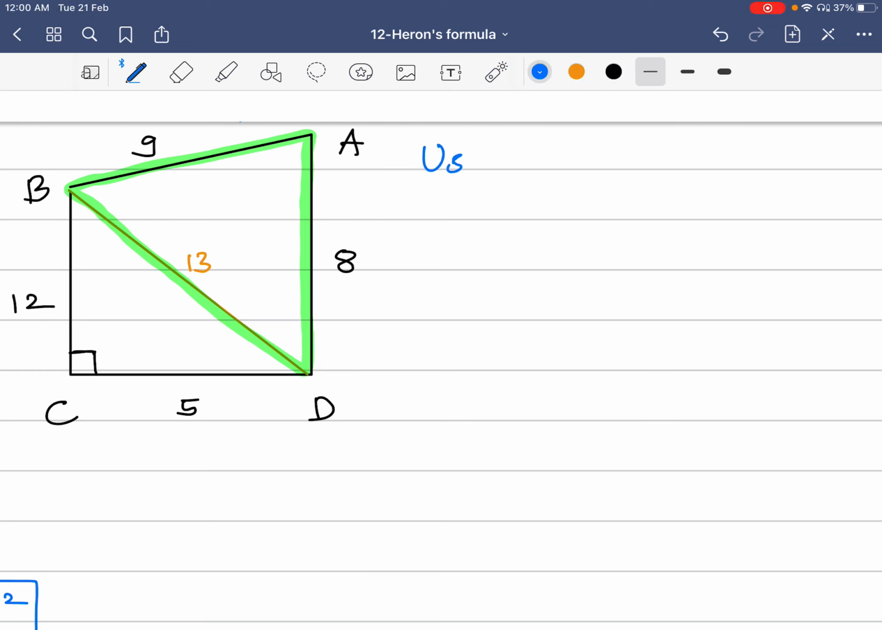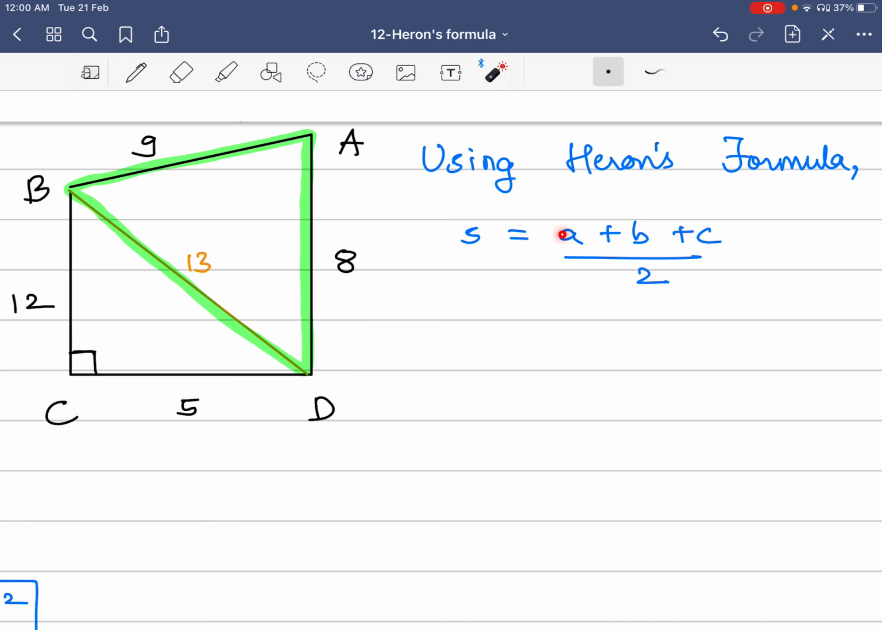So using Heron's formula, how do we use Heron's formula? Step number one is we find the value of variable S. S is equal to A plus B plus C, the whole divided by 2, where ABC are the lengths of the three sides of a triangle. So let's just substitute it.